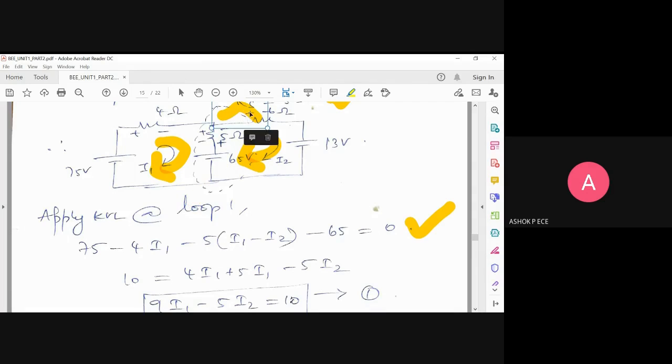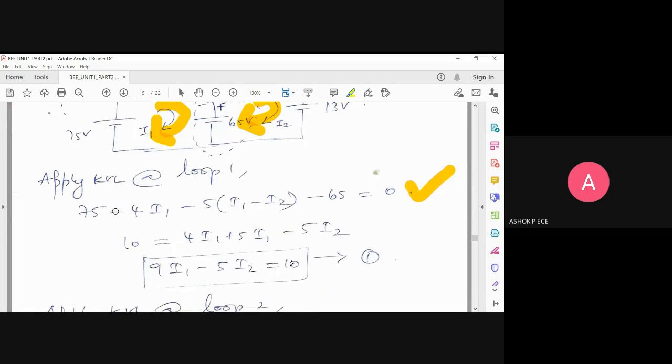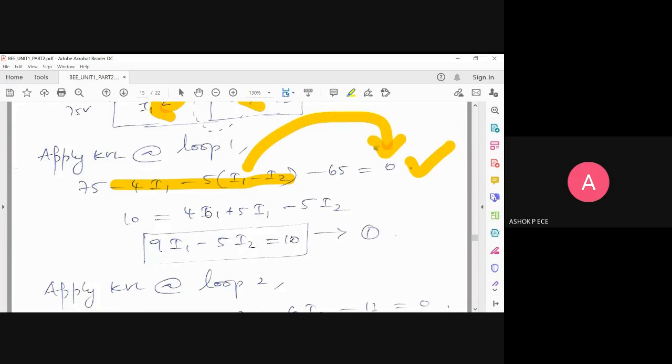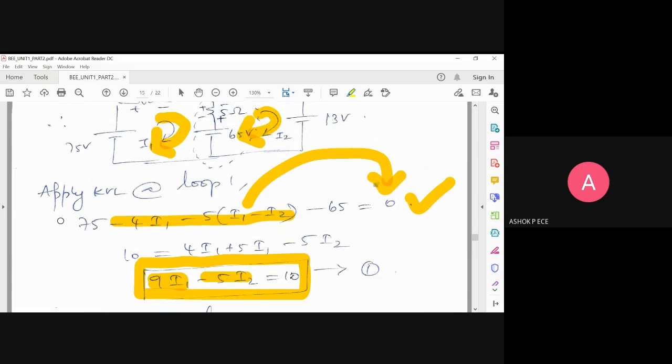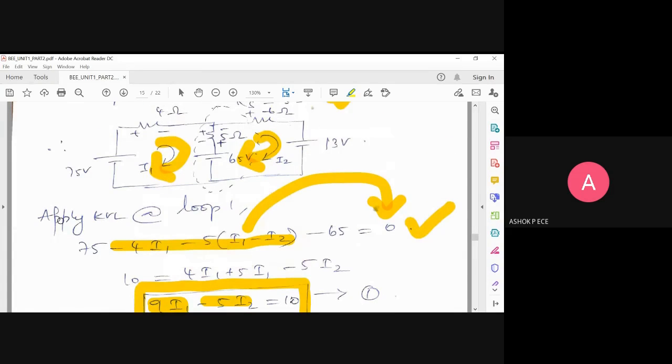If you simplify that equation, you will get 75 minus 65 is 10. Bring all the negative terms to the other side. So you get 4I1 plus 5I1 minus 5I2. 4I1 plus 5I1 is 9I1, and minus 5I2 equal to 10. This equation you should get when you write the Kirchhoff voltage law for the first mesh. I hope this equation is got by everyone.